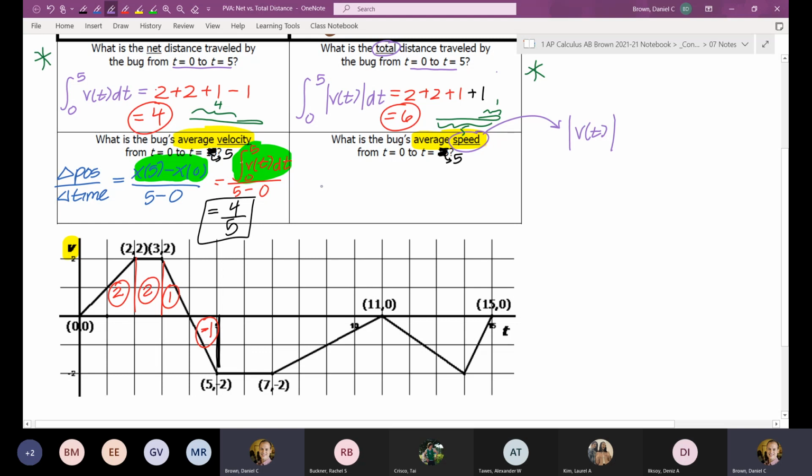The average speed is literally going to be the integral from 0 to 5 of the absolute value of v of t dt over 5 minus 0. And that's going to be the formula that we use. And then we already found that one: the integral of the absolute value of velocity from 0 to 5 is 6, and then over 5. So it's kind of weird, but we have different values when we're talking about the average velocity, which takes into consideration the direction, and then average speed, which really isn't going to consider the direction.